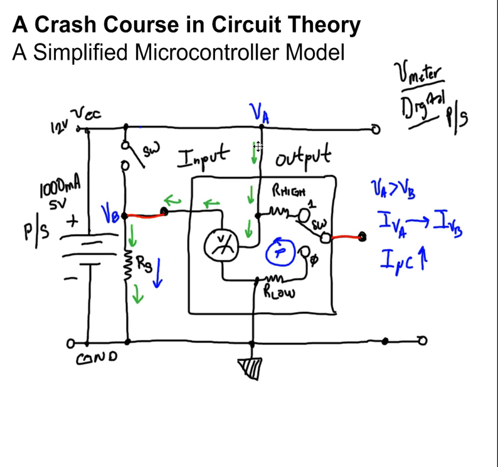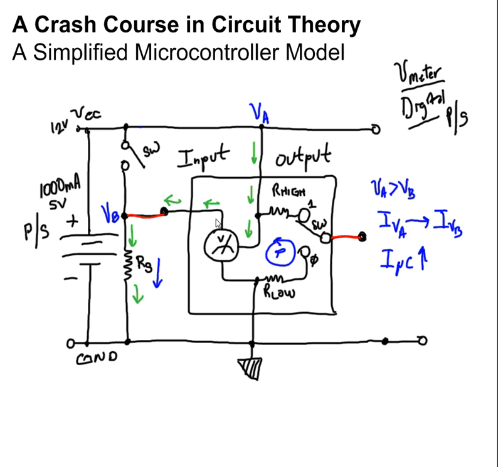We mentioned before that if a voltage is higher than another voltage, current will flow from that point to another point. Here's a situation where we have a voltage at the input circuit which is actually lower than the internal voltage inside the microcontroller, which means current will actually flow out of the microcontroller into the input circuit. So the microcontroller in this position is acting as a source of current.